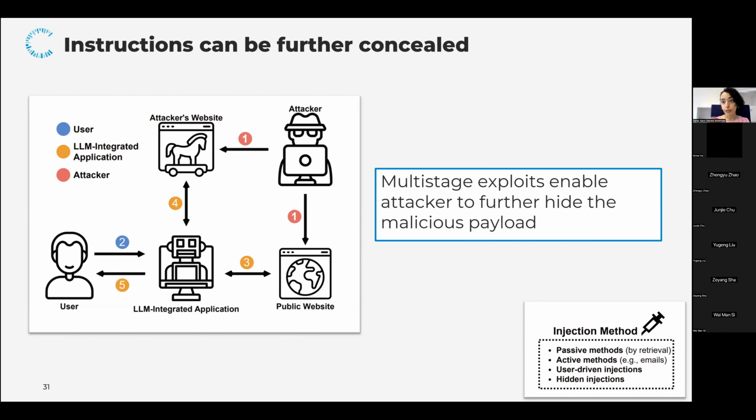We also simulated another hidden injection method, where the attacker can insert an initial trigger, an initial injection, in a public website, and this instructs the model to go and fetch another, bigger payload from an attacker-controlled server. And this could be used to hide the injections, for example, even from manual review.